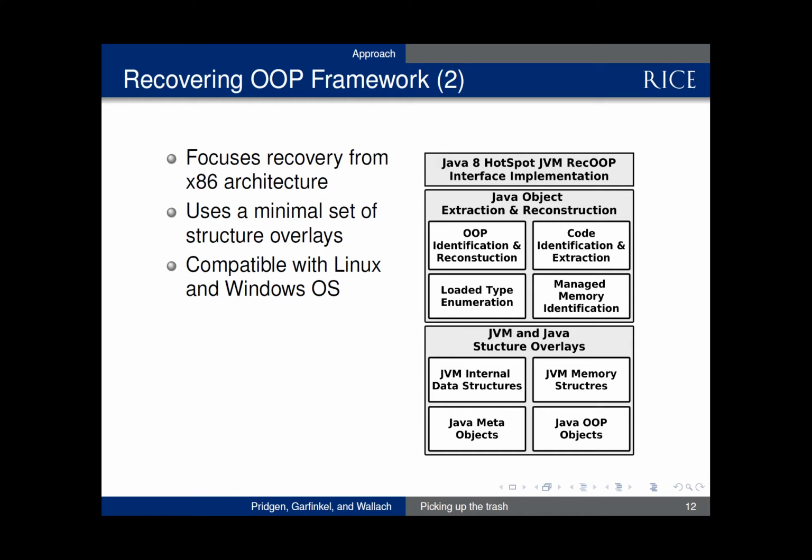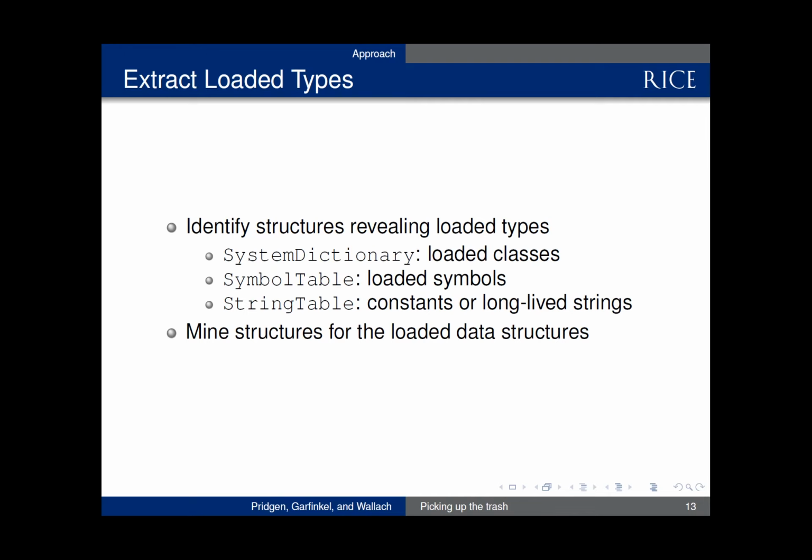In this case, we're actually only focusing on x86 32-bit for Windows and Linux. This would probably work on Mac, just with a little bit of rejiggering for the overlays, but for the most part, it's generalizable, as Volatility is with the overlays. So the first real step in our process is extracting out the types from the system dictionary.